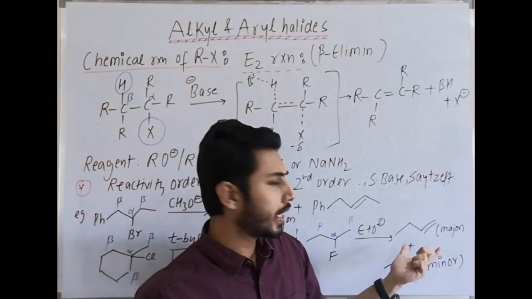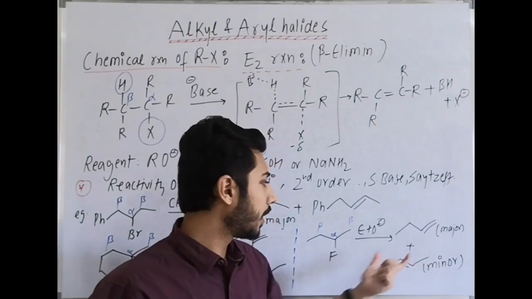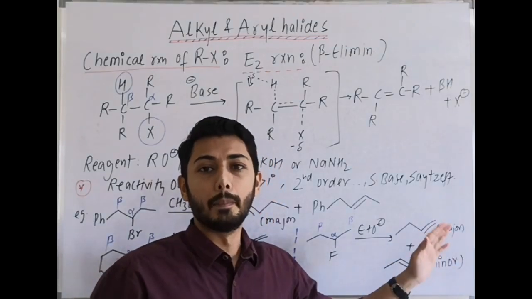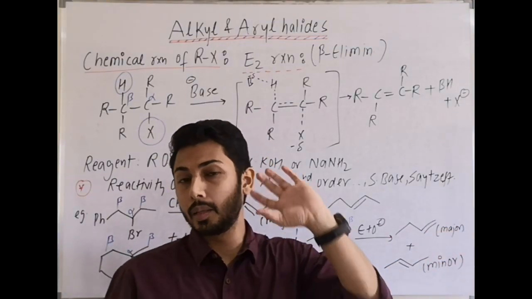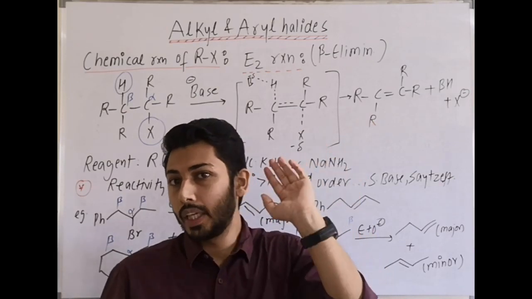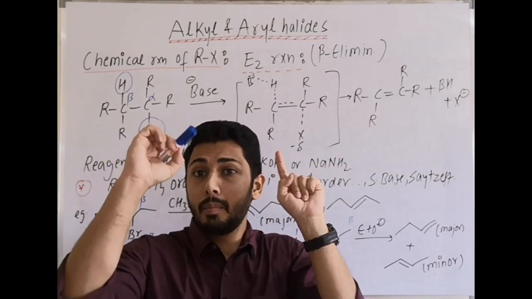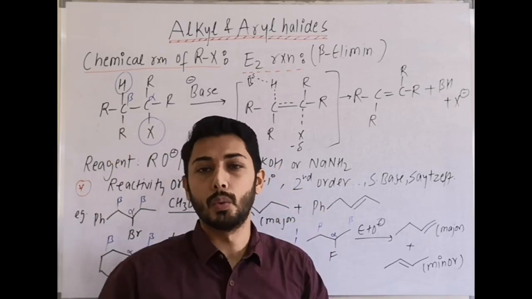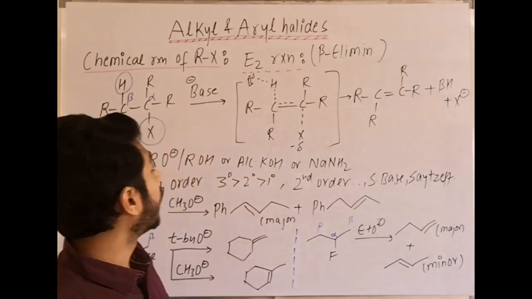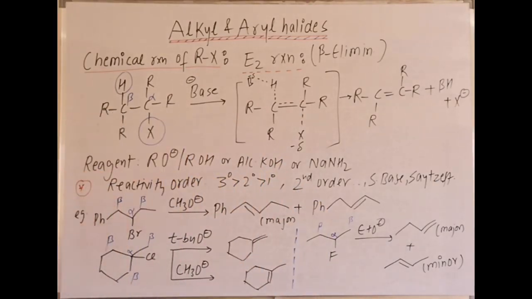So remember that with alkyl fluoride we get the Hofmann alkene as the major product, but at the back of your mind it should be clear that a carbanion type mechanism is followed. Okay, so these are the chemical reactions of alkyl halide. Next we talk about the formation of Grignard reagent from alkyl halide.